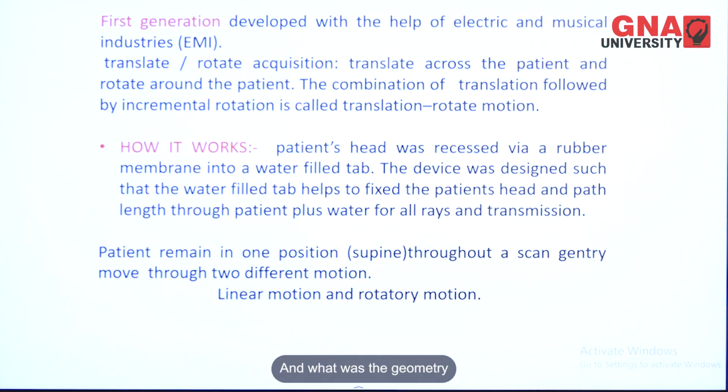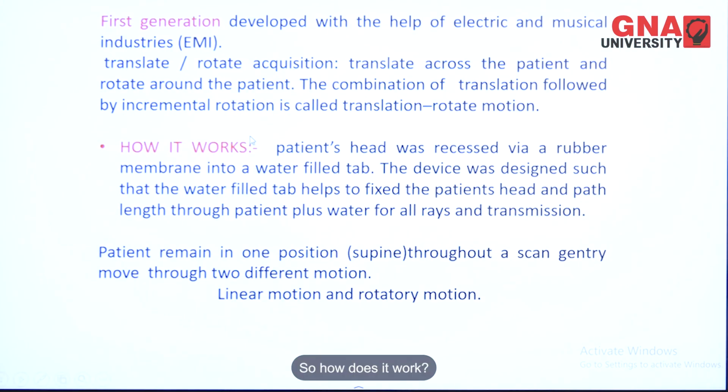So how does it work, and what was the geometry of this particular generation of the CT? It worked on a geometry that's known as translate, rotate acquisition. What does translate, rotate acquisition mean? Translate means moving the patient forward with the help of the patient table, and rotate means the detector as well as the X-ray tube rotates around the patient to acquire a particular slice.